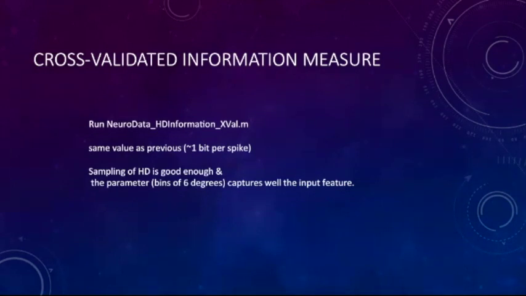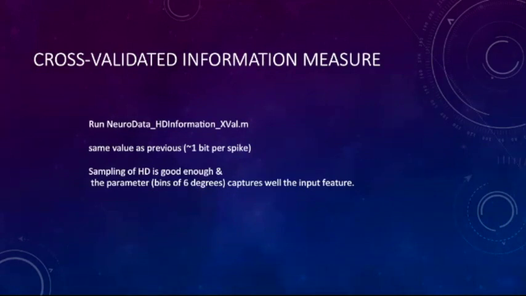And you'll see that it will give you the same amount of information that was previously given by the mutual information measure, about 1 bit per spike. So why does it give us the same thing? Well, we know these cells really code for head direction, almost only for head direction. The sampling of head direction is pretty good, so there's no bias in this regard. And the parameter that we chose, meaning bins of 6 degrees, is good enough to capture the entire variance of the data.